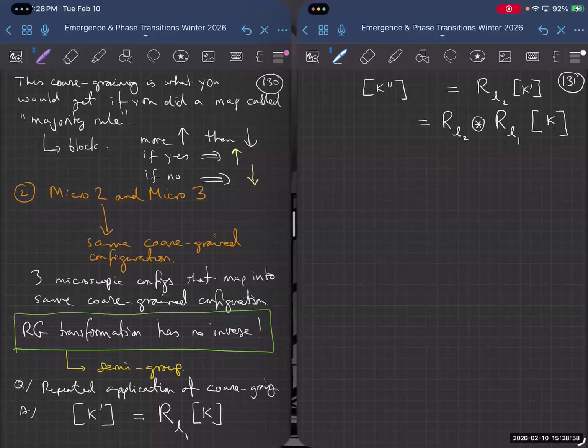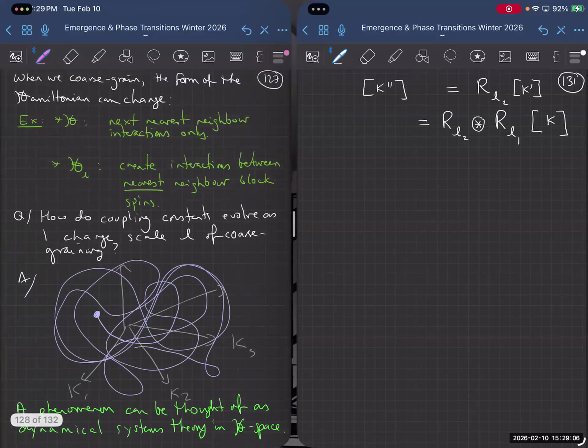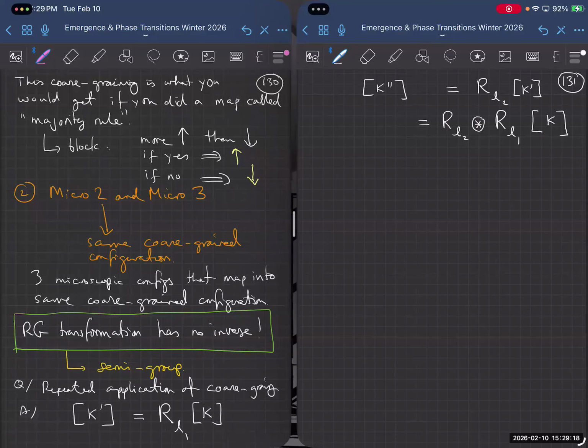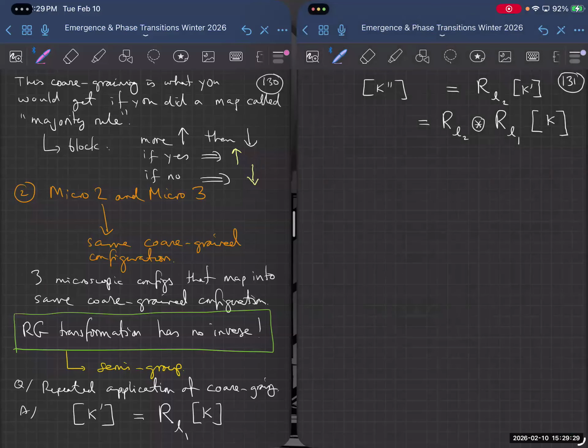So this sequence of actions of this coarse-graining transformation is what drives the coupling constants to change, and that's what leads you, on the left here, to making a trajectory in this coupling constant space. Now, we're going to ask very specific questions about what that trajectory looks like in just a minute, but that's what we're doing here. So once I've got this scale up to K double prime, by how much have I coarse grained the system?